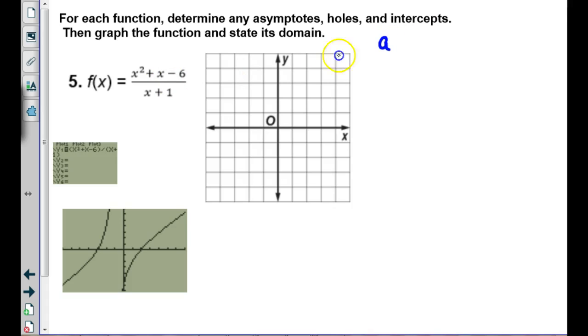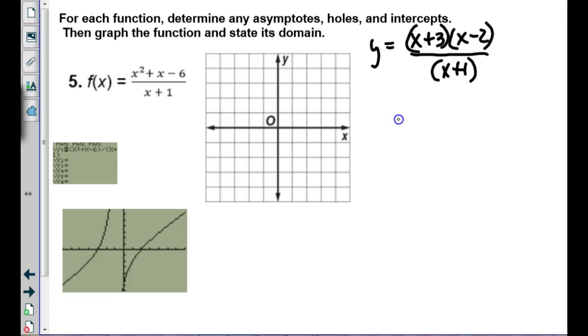All right. So what's the first thing we do? Always factor. Okay. So factored form would look like x plus 3, x minus 2. How did I do? Yeah. The bottom doesn't factor. Okay. So does this have any holes to worry about? No. All right. Domain? Good job. Vertical asymptote.